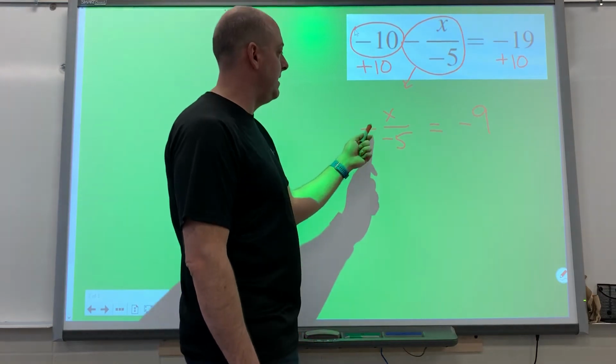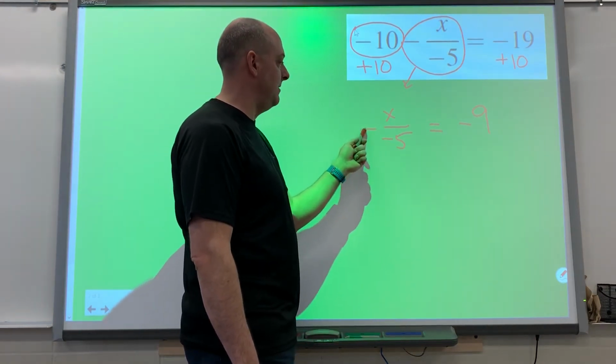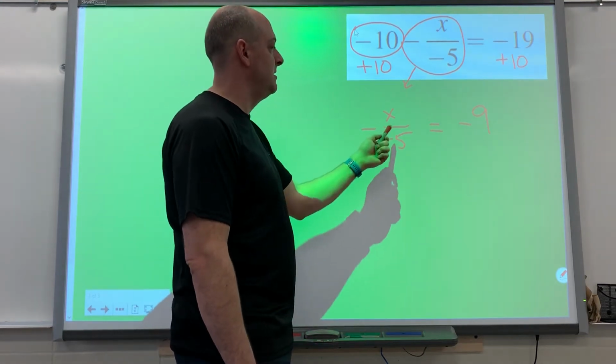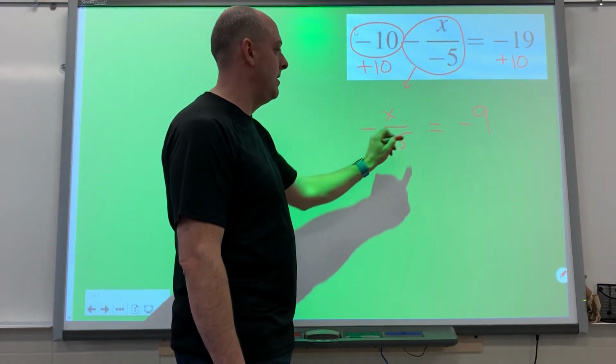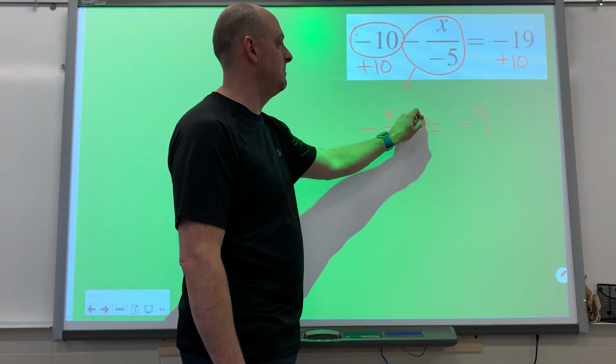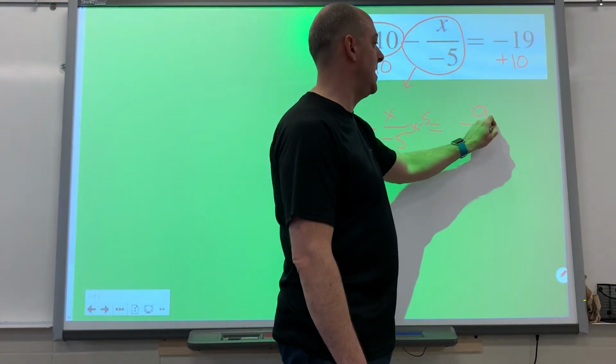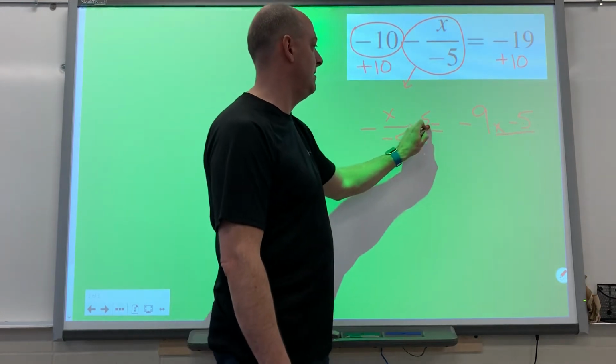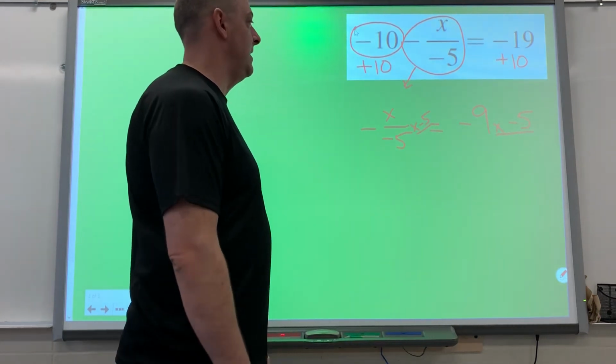Now, we have right here the x and the divided by negative 5 and negative here, and some people get confused a little bit, but the easiest way to think about it is to get rid of a dividing by negative 5 would be to multiply both sides by negative 5. So this is times negative 5 on both sides. So we times negative 5 here, and we times negative 5 there.